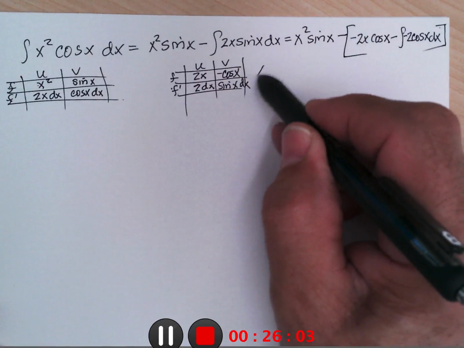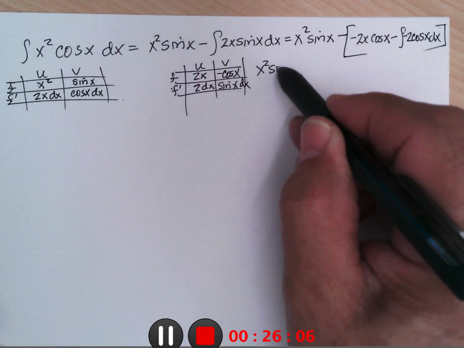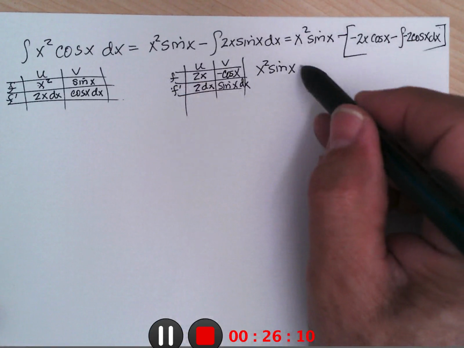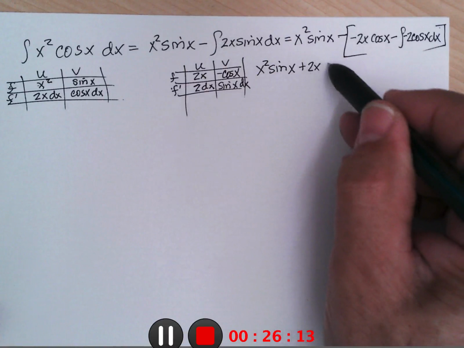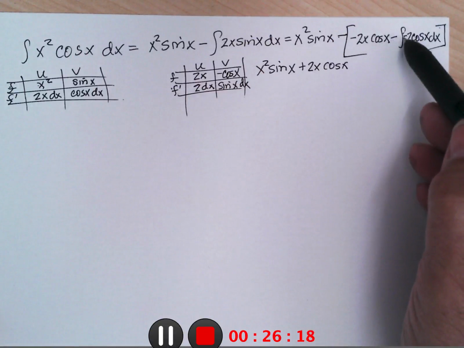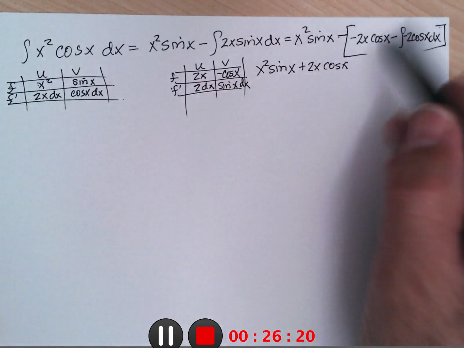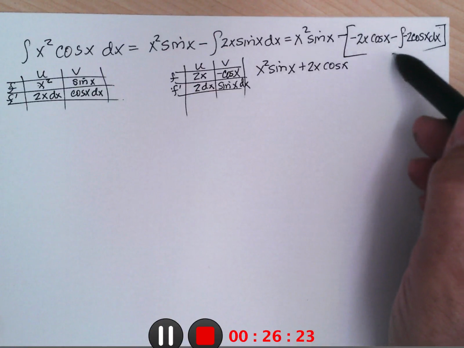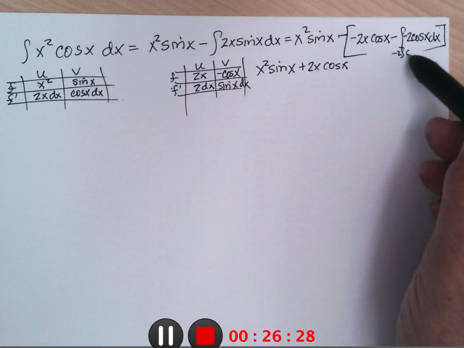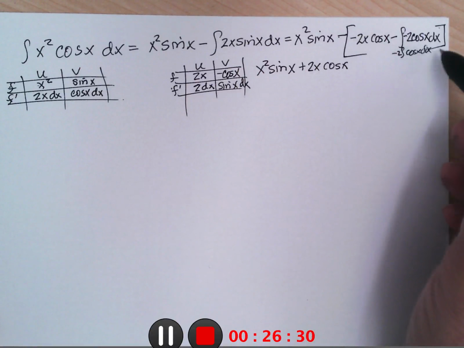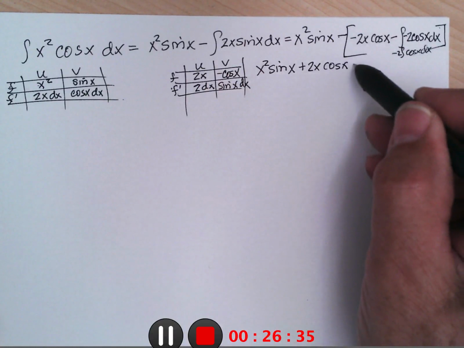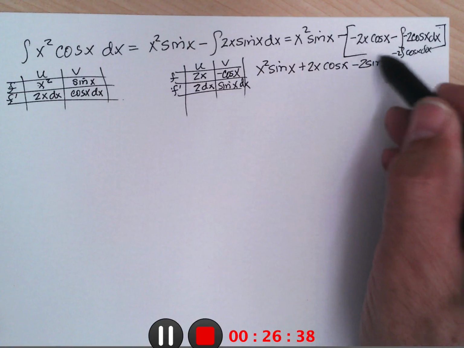So we've got x squared sine x. And this is a minus, which is plus 2x cosine x. And this is minus, which is plus, but this minus makes it minus the integral of 2, and that 2 can come out, cosine x dx, and the integral of cosine is sine. So we got minus 2 sine x plus c.